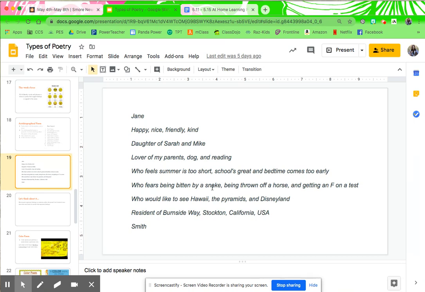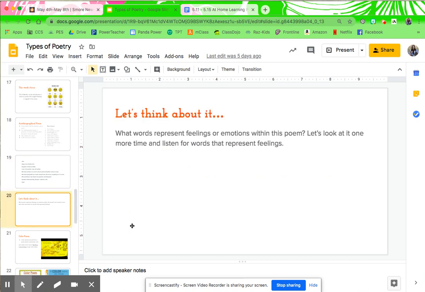And of course, fears invoke feelings of sadness or fear and scared. And then what you would like to see, that kind of invokes more of those hopeful and excited feelings. All right, so remember, look back on the emotions and feelings within your poems today as you learn and read further about autobiographical poems.